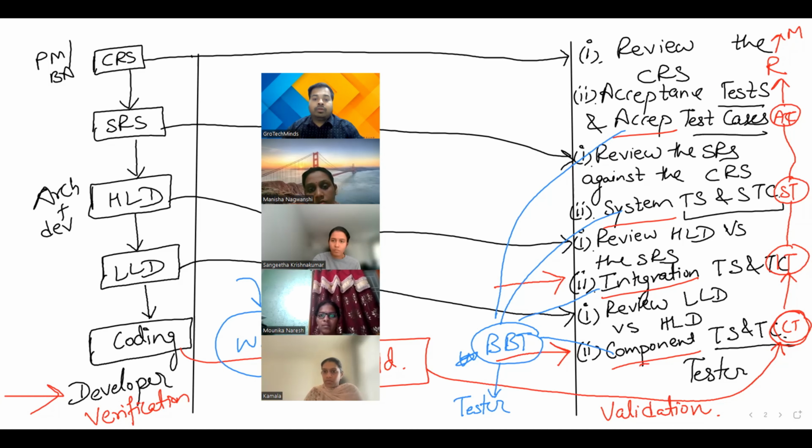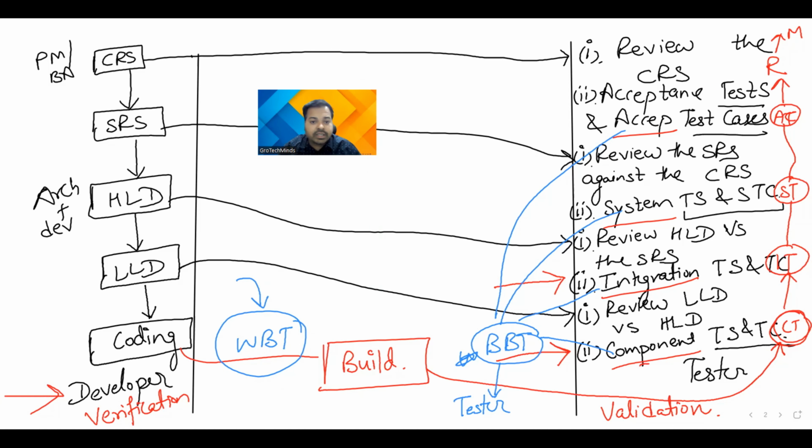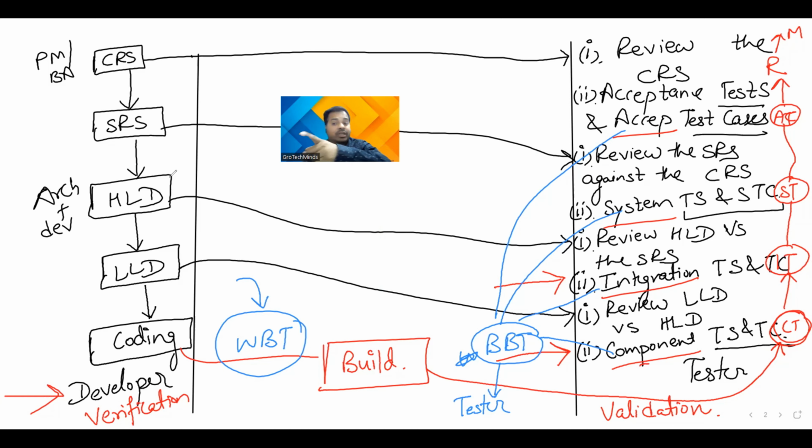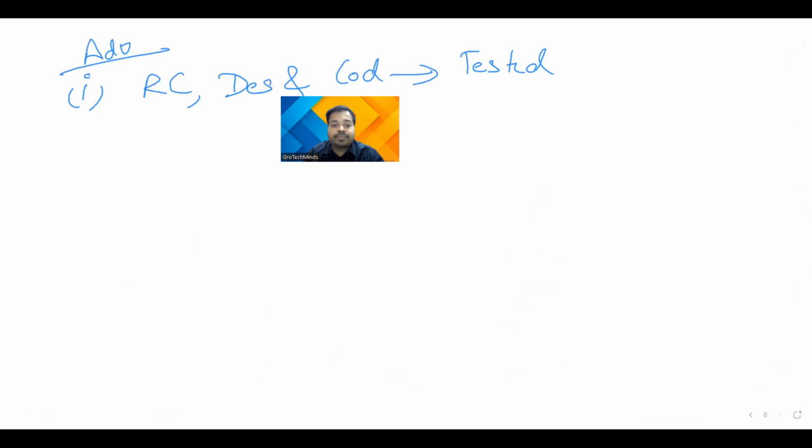Okay. The reason I can say that my CRS is being tested here is because I'm reviewing the CRS. Reviewing the CRS means my requirement has been tested. I'm also reviewing the HLD, that means my HLD is being tested. I'm also reviewing the LLD because I'm testing it, right? So you can answer this.